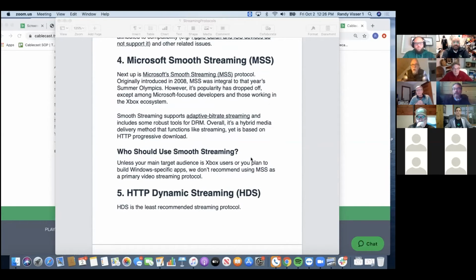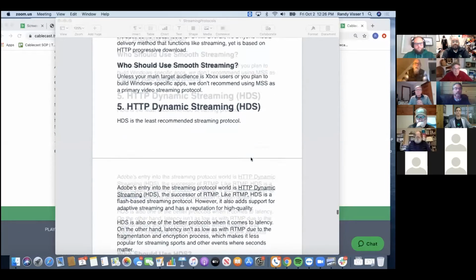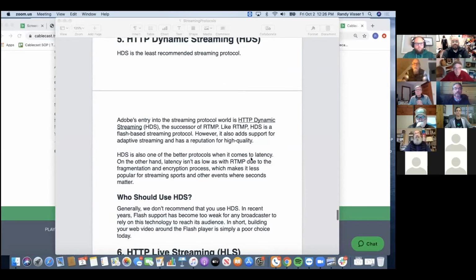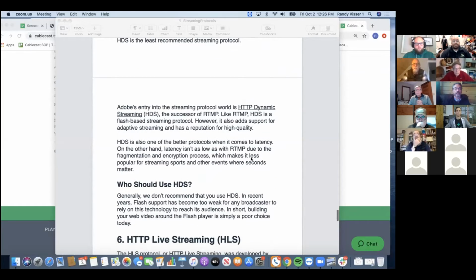Microsoft has their own MSS streaming protocol, not being used too much in the marketplace. HTTP dynamic streaming is something that has been used in the marketplace a lot. It's Adobe's entry into it. It's basically been taken over in much part by some of the newer protocols that are coming out.